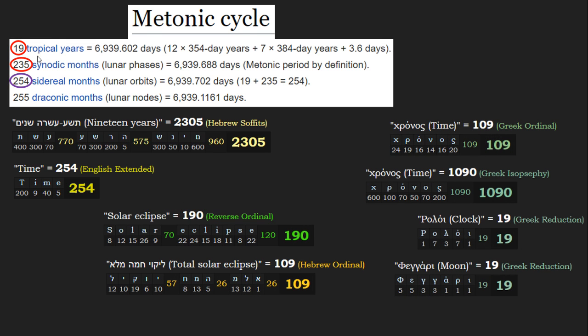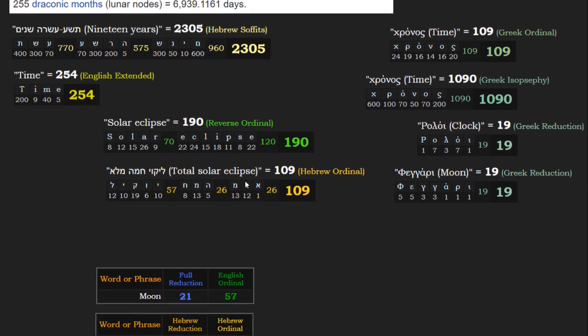But there's a lot more to do with the number 19 here in all of our languages. In Greek, the word time equals 109 and 1090 in isopsephy. The word moon equals 19 in reduction. So does the word clock. Think about the moon as the big clock in the sky. In Hebrew, total solar eclipse sums to 109. And using the reverse order, the term solar eclipse equals 190. All of these languages attribute 19 as a significant number for time.